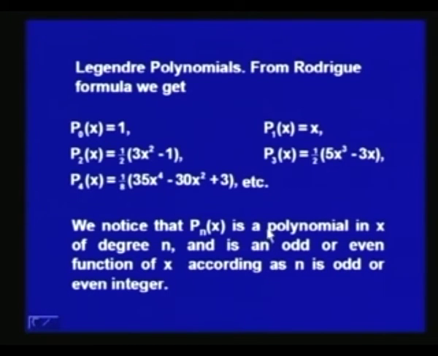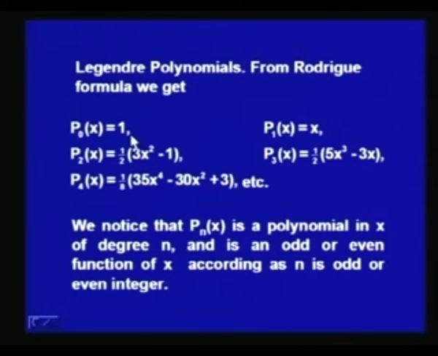Now, let us note that P0(x) is a polynomial of degree 0, P1(x) is a polynomial of degree 1, P2(x) is a polynomial of degree 2, P3(x) is a polynomial of degree 3, P4(x) is a polynomial of degree 4. So, Pn(x) in general is a polynomial in x of degree n and is an odd or even function of x according as n is an odd integer or an even integer.